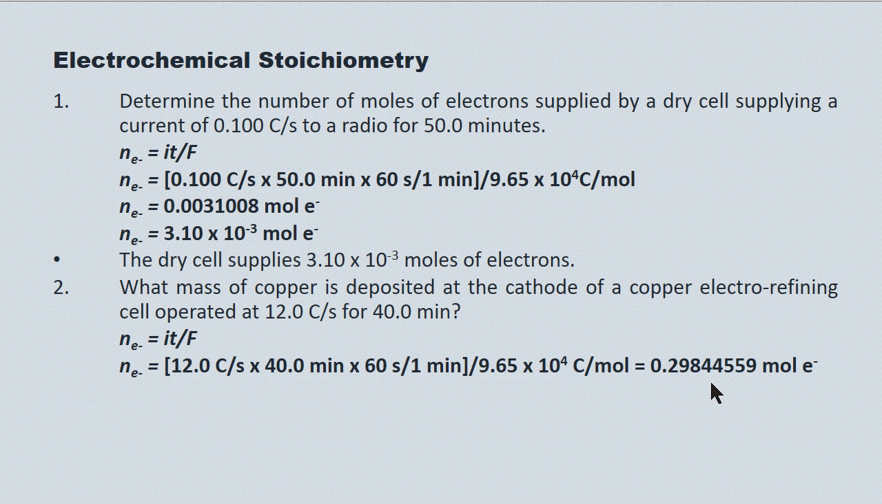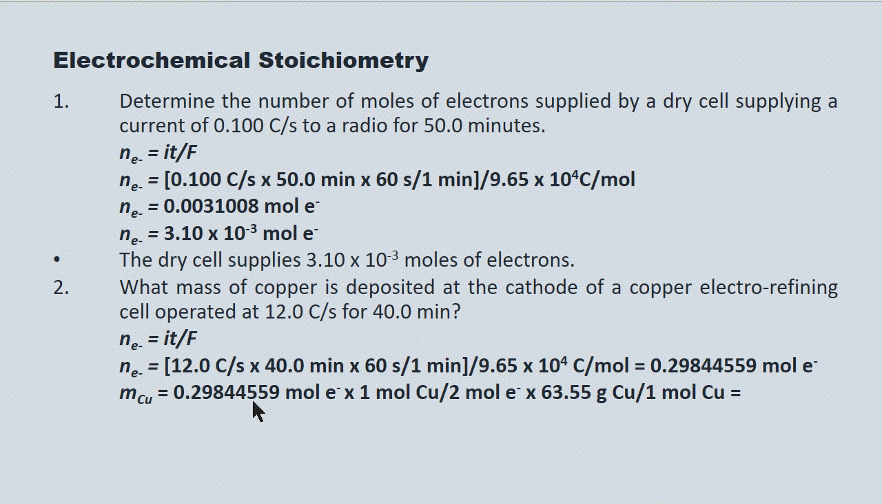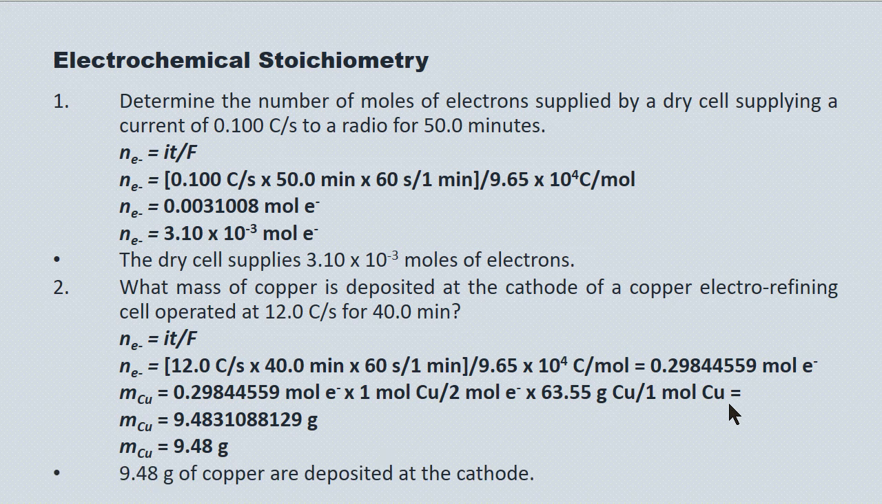And we get 0.298445559 moles of electrons. The next piece, we have to get out of moles of electrons and into mass of copper. The mass of the copper equals the moles of electrons, 0.298445559 moles of electrons, times the conversion factor: 2 moles of electrons generate 1 mole of copper. If we think about it, the most common copper ion is the copper 2 ion. So the assumption we make here is that we're reducing copper 2 ions into solid, neutral copper atoms. Then we multiply by the molar mass, 63.55 grams of copper over 1 mole of copper. This string of conversion factors gives us the mass of copper generated, 9.4831088129 grams. Again, sig digs analysis indicates we require 3 sig digs, so the mass of copper produced is 9.48 grams. In English, 9.48 grams of copper are deposited at the cathode.